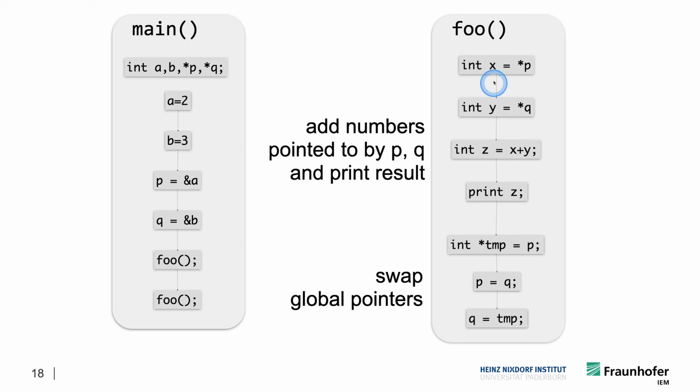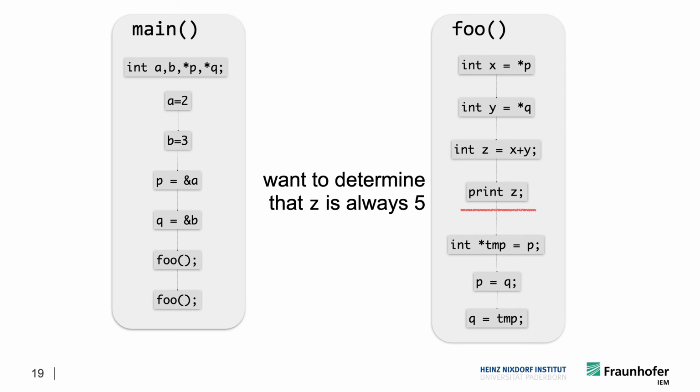Okay, so X will then in the second call read the value of B and Y will read the value of A, which fortunately to the addition it doesn't matter, right? Because this is commutative. So also in the second call, the value of Z will definitely be 5. And we actually want to determine that Z is always 5.